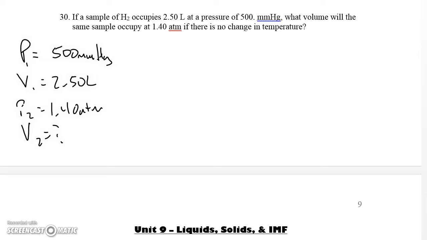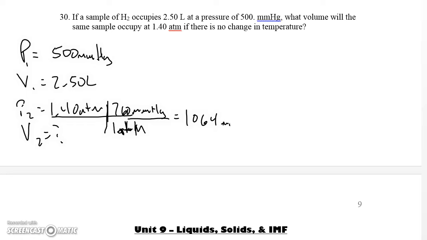The issue is I can't plug this into the formula for Boyle's law right away because my pressures are not the same. They have to be in the same units. So we can either change atmospheres to millimeters of mercury or millimeters of mercury to atmospheres. I just happened to choose to change atmospheres to millimeters of mercury. So 1 atmosphere, ATM, is 760 millimeters of mercury. And if you do the math, you should end up with 1,064 millimeters of mercury.